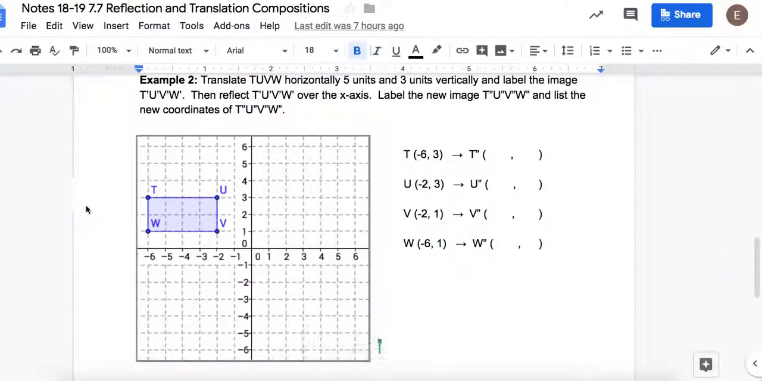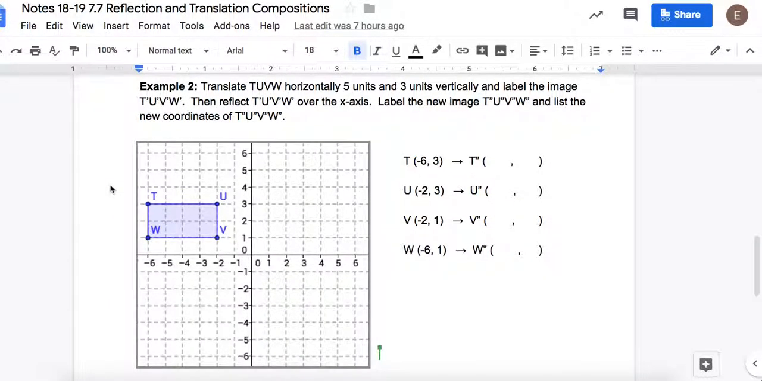So number 2, translate TVW horizontally 5 units and 3 units vertically, and label the image T prime, U prime, V prime, W prime. Then reflect T prime, U prime, V prime, W prime over the x-axis. Label the new image T double prime, U double prime, V double prime, W double prime, and list the new coordinates. So let's underline what we're doing here. We're translating. This time we're translating first, so horizontally 5 and 3 units vertically. So let's write that down.